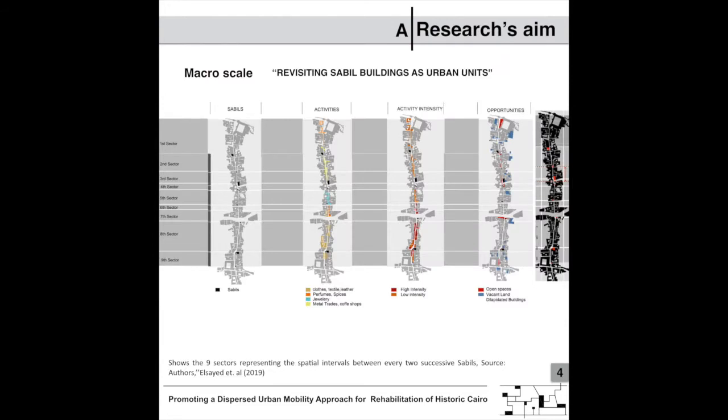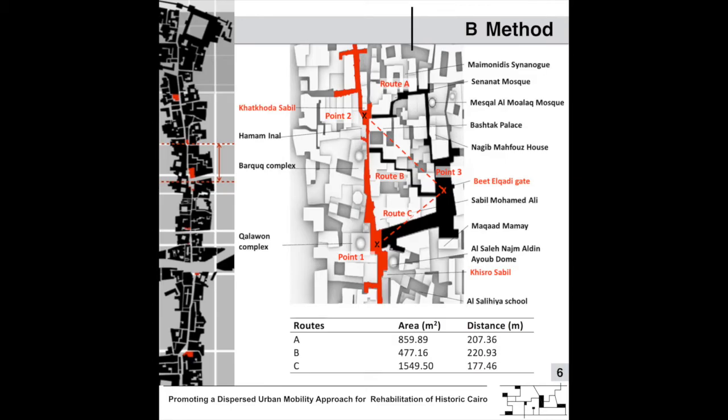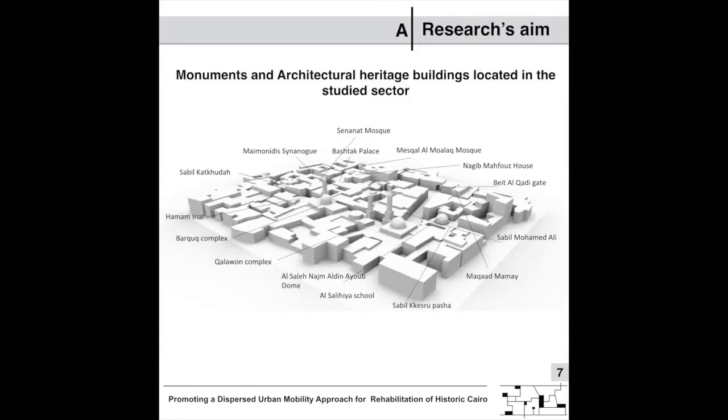A previous study divided Almaz Street into 9 sectors for rehabilitation, based on the contribution of Sabil buildings as new sustainable urban nuclei. The study explores the hidden routes in the urban microscale through investigating 3 proposed routes of different distances to promote dispersed mobility beyond Almaz Street. The slide shows a variety of monuments and heritage buildings located in the studied sector.